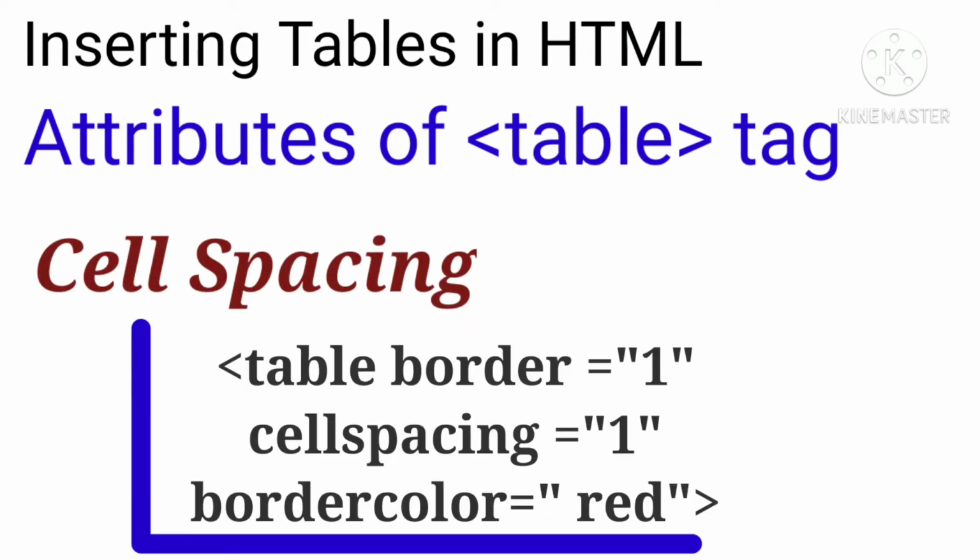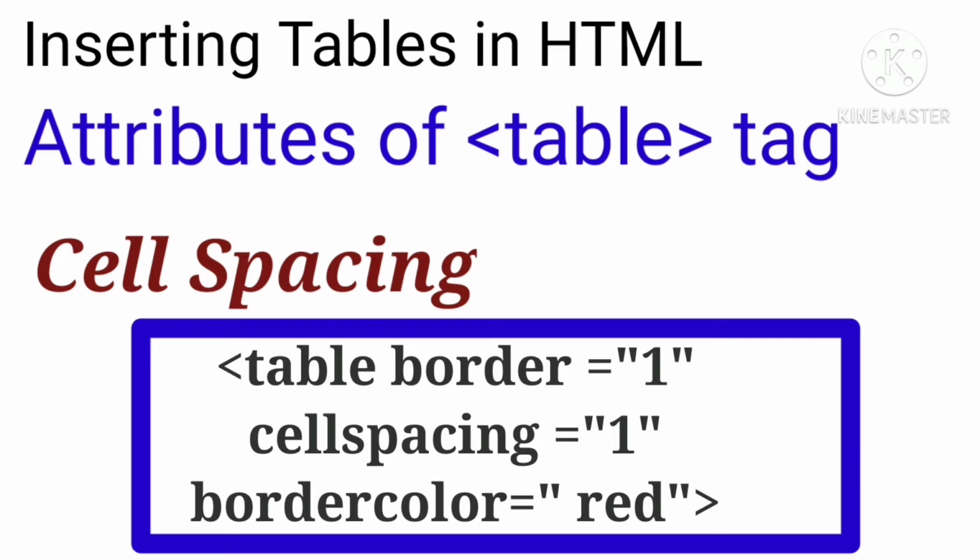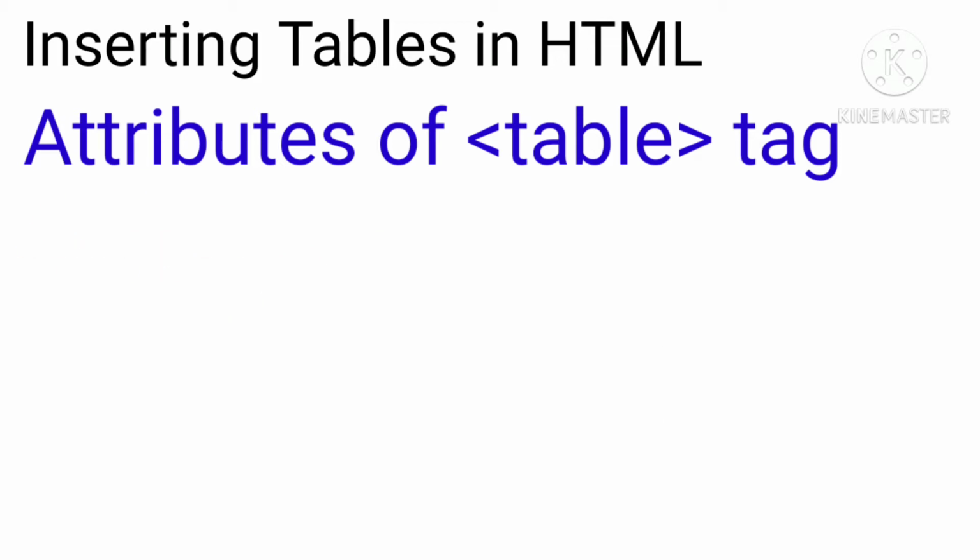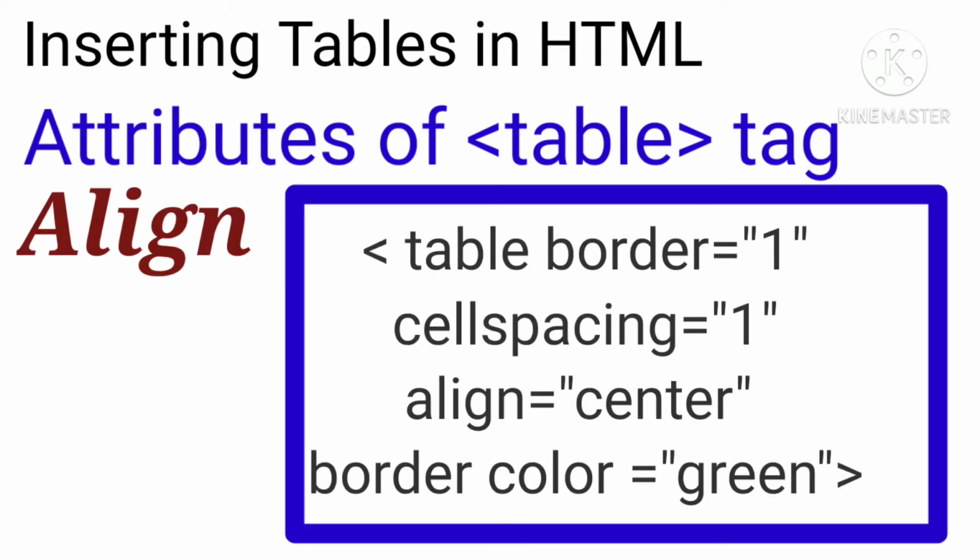Next is cell spacing. Cell spacing specifies the amount of space between the cells and it can be used with table border and border color. We need to set a value for cell spacing, depending on how much space you want between the cells. Next one is align. Align specifies the alignment of a table to the center, right or left. So we can also use it with the other attributes, border, border color, cell spacing and align. We can set the align to center, left and right.